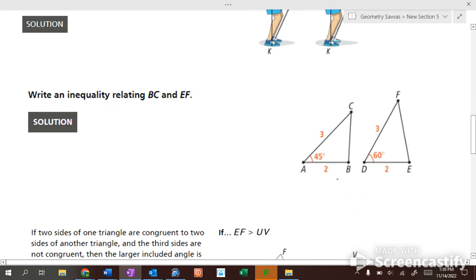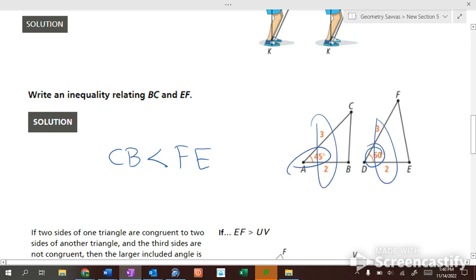So what do we know about CB and FE? What's longer? Come on, what's longer? FE is. So CB is shorter than FE. We can do this, right? If these sides are the same and these angles in between are different, then we can say this side's shorter than this side because this angle's smaller than this. Okay?